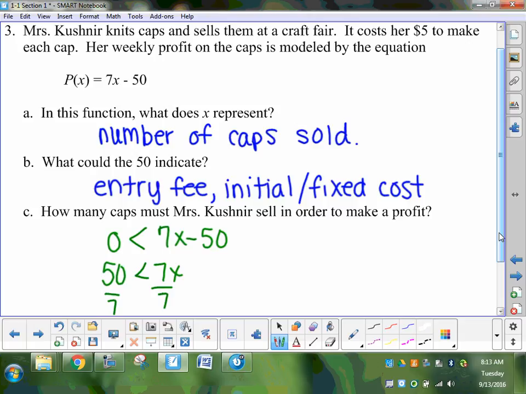So how many do they need to sell? 8 or more.